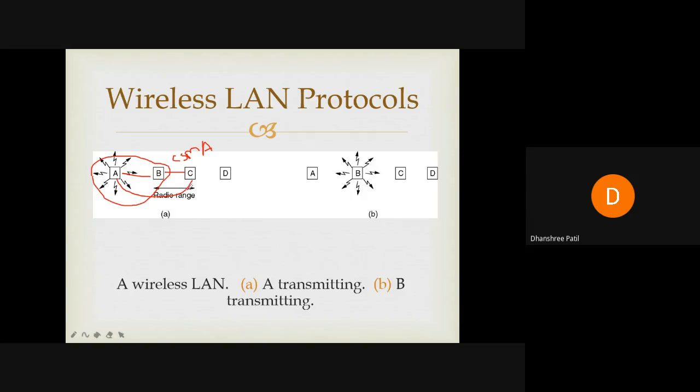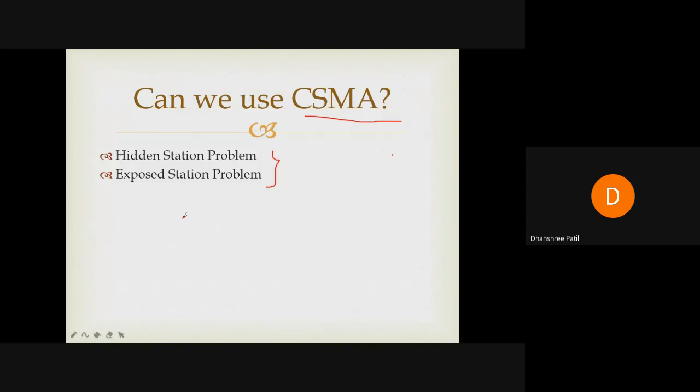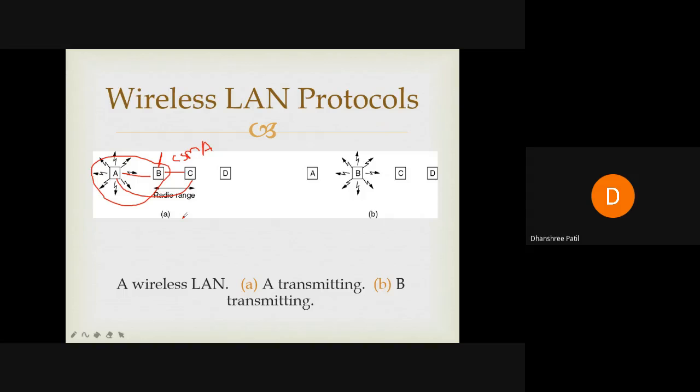Okay, and due to this, a collision can occur at B station, because A is also transmitting and C is also transmitting, so obviously a collision will occur. Such a problem is called the hidden station problem, where a station is not able to recognize the transmission of another station which is too far from it.